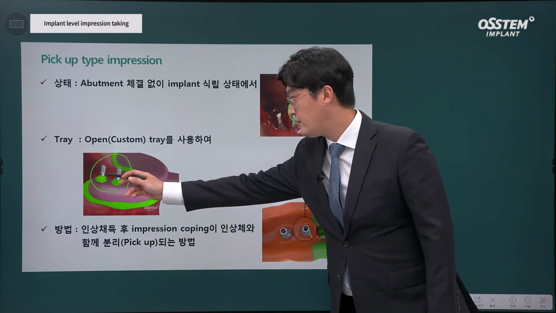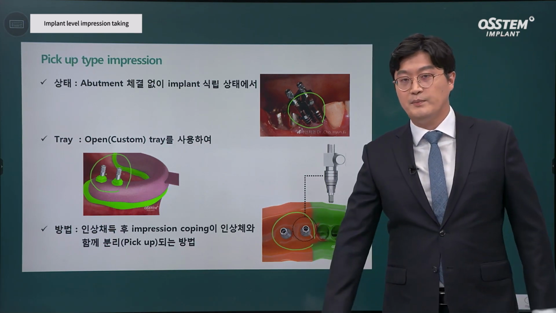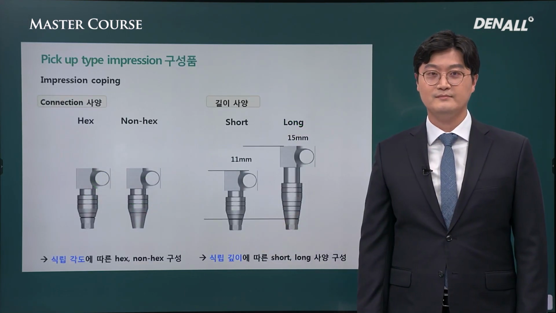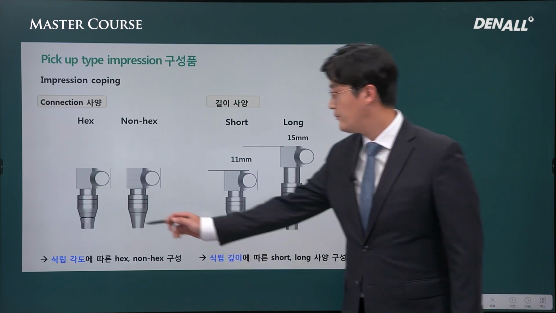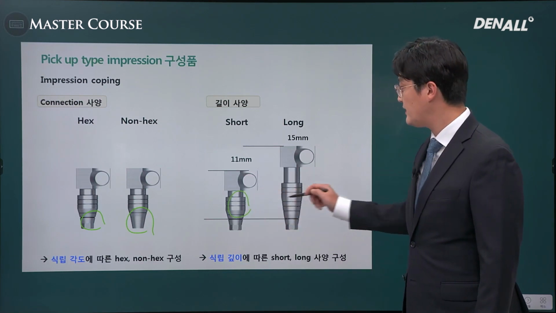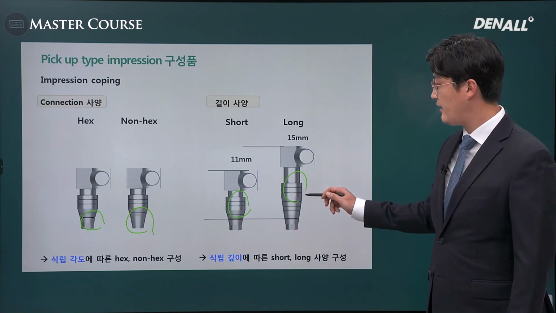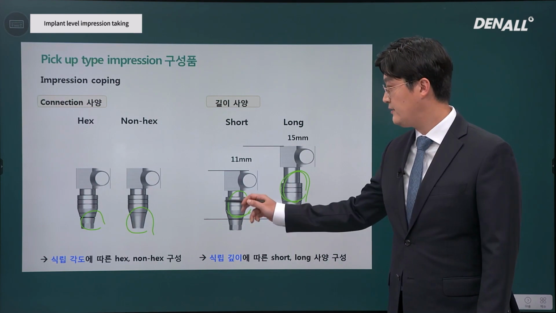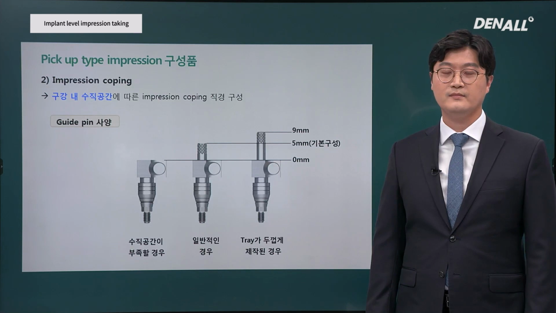After impression taking, these are loosened and the impression material is detached. You could see the pickup type impression copings are included in the impression. For the pickup type impression, there's a hex type and non-hex type, and there's a short one and long one. When the implant is placed below gingival level, the long one should be used, and if the placement is at ideal depth, the short one can be used.